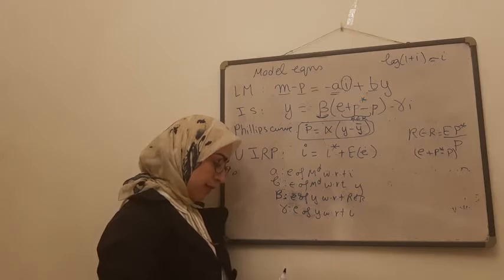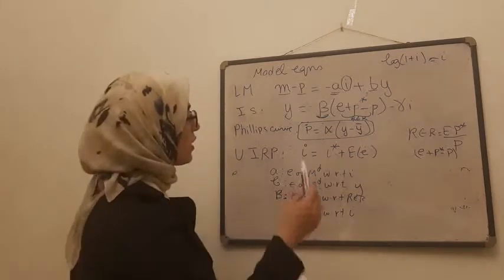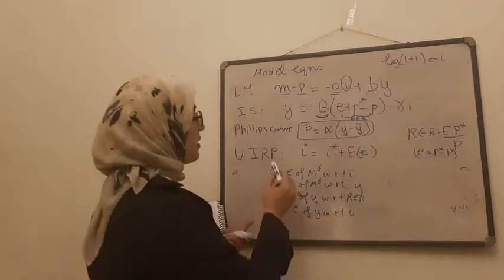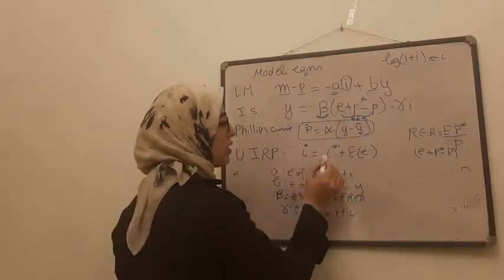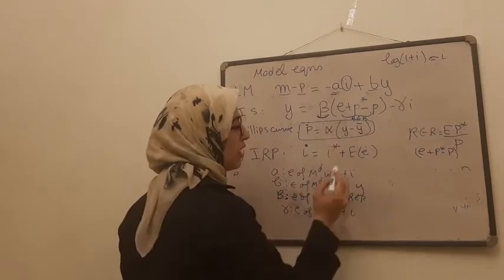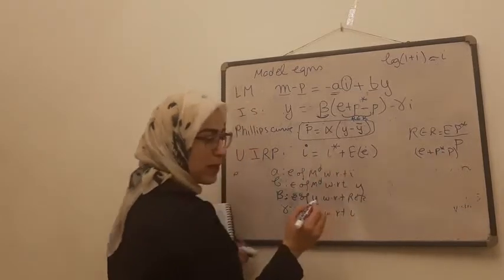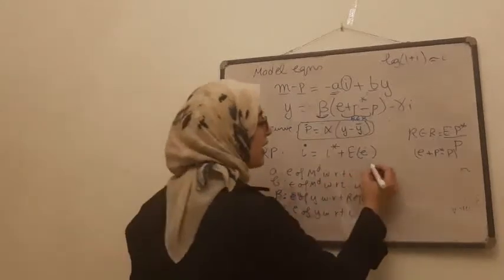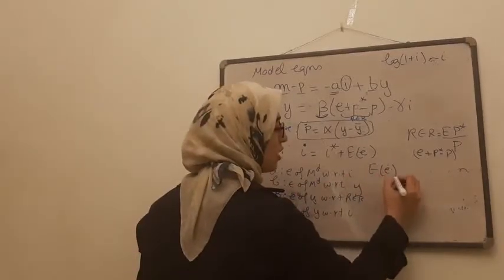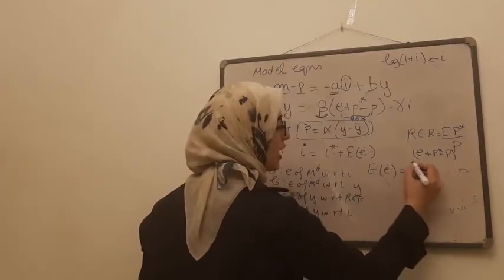Finally, together we have identified or explained all of our parameters. Let's have a look at this uncovered interest rate parity condition. I is equal to I star plus expected E dot. But since we have rational expectations, meaning we said that investors guess on average, right? We will find that expected E dot is equal to the actual E dot.